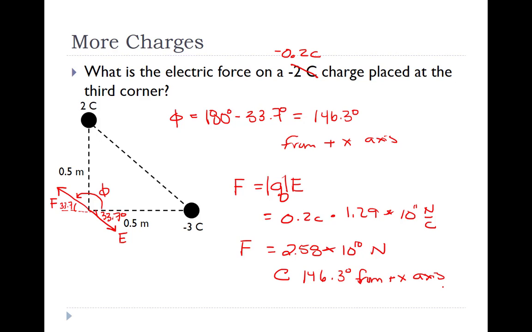This concludes this section. It also concludes this unit on electric charge, force, and field.